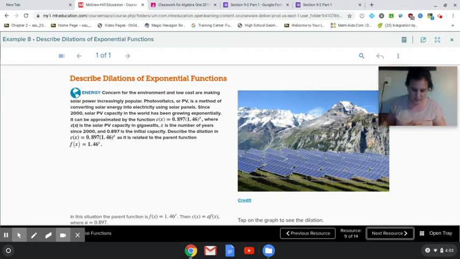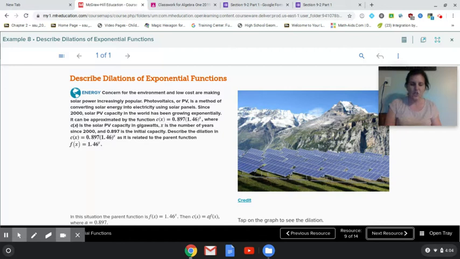So let's continue reading. And it can be approximated by the function c of x equals 0.897 times 1.46 raised to the x, where c of x is the solar PV capacity in gigawatts, x is the number of years since 2000, and 0.897 is the initial capacity.